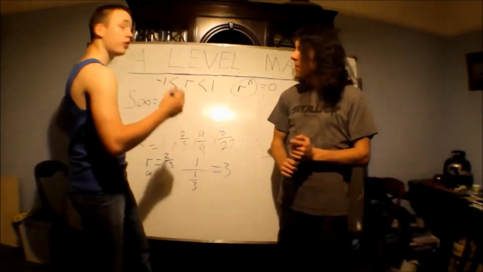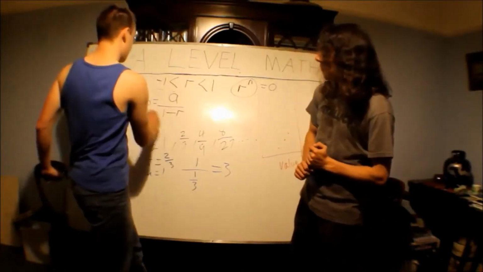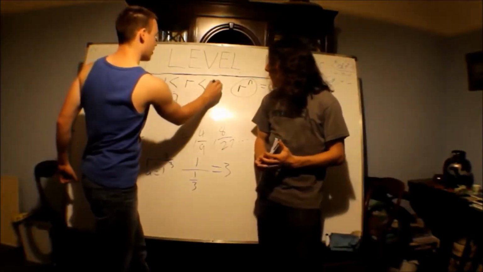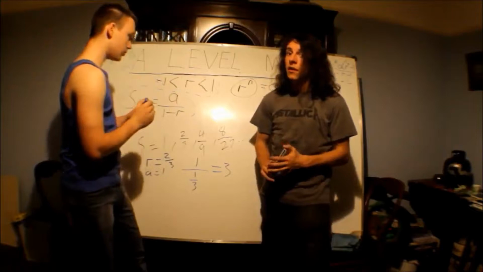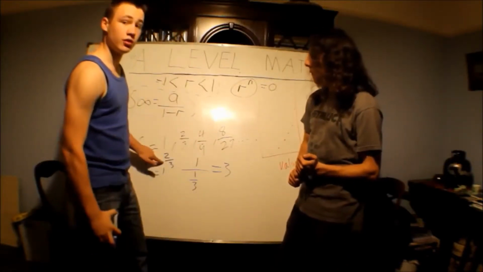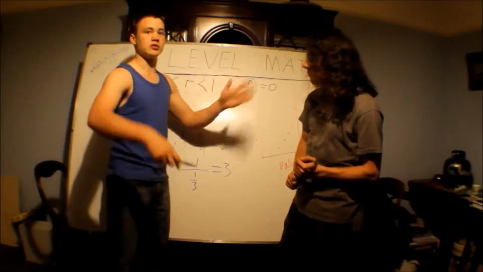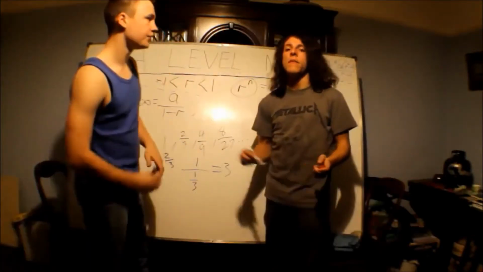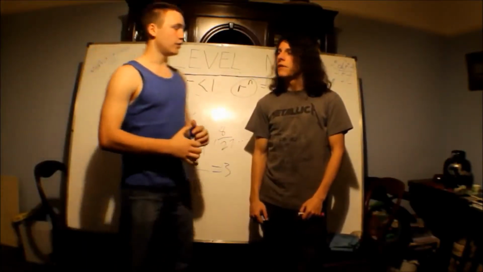So remember this formula, although it will be given to you in the exam. This is an important fact: R has to be between these values. It's something you can quote in an answer. It may well be a mark point. And you can see R here is 2/3. If it was bigger than 1, then it would just keep multiplying and getting bigger. I think that's pretty much it for geometric series.